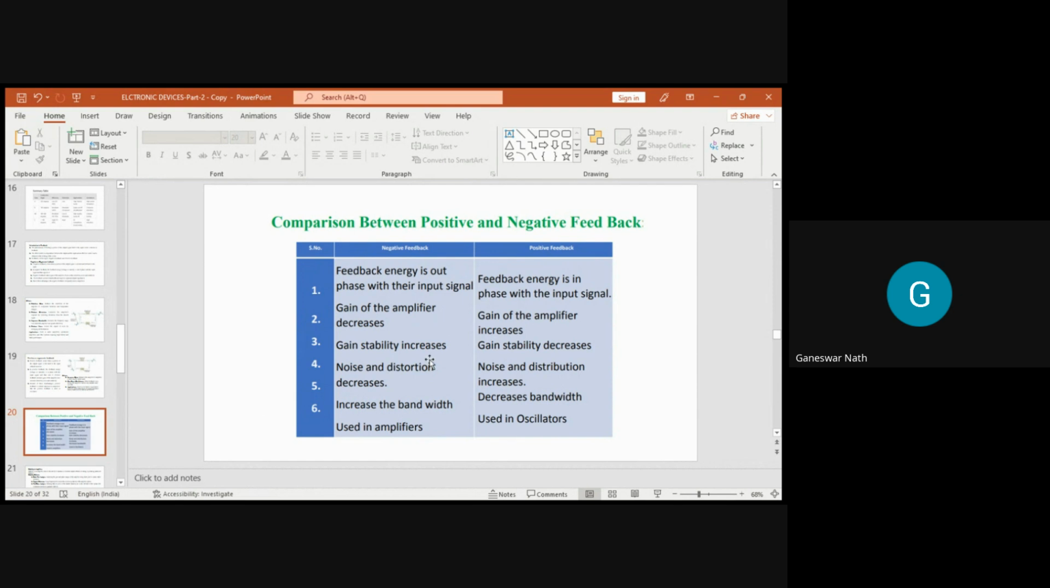Gain stability increases, gain stability decreases. Noise and distortion decrease, noise and distortion increase. Increases the bandwidth, decreases the bandwidth. Used in amplifier, used in oscillator. Am I clear to all?